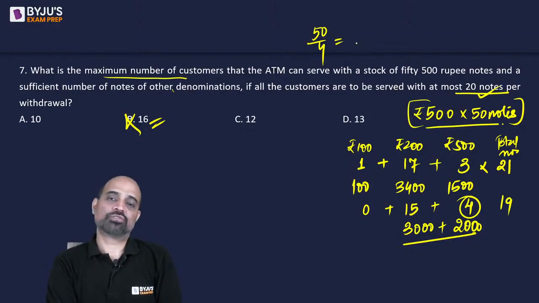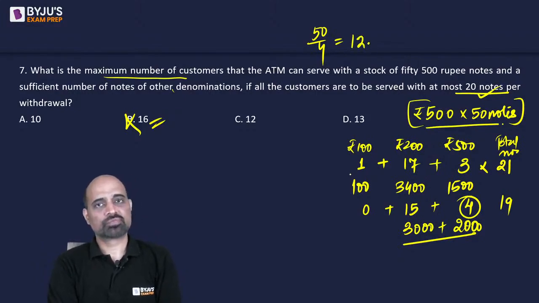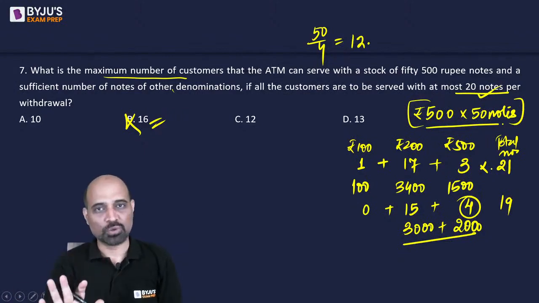50 by 4, which is going to be 12 people. So 48 notes out of 50 notes will be dispersed. 2 notes still left, but with 3 notes पे जब number of total notes is more than 20, तो 2 पे तो और भी होगा ही होगा, right?